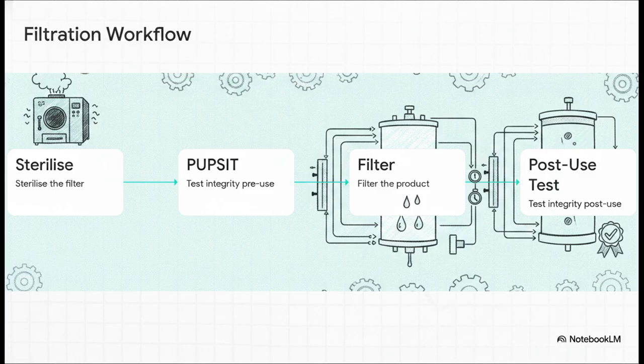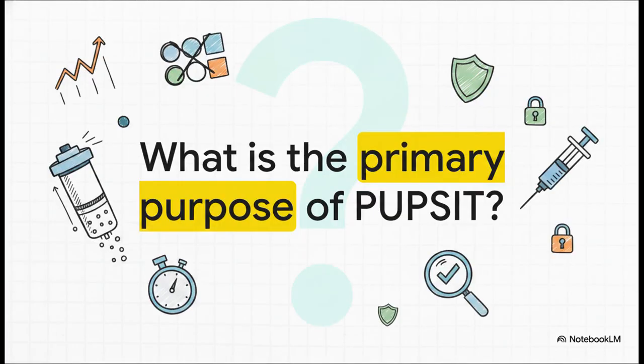Step 1, sterilize the filter. Step 2, conduct PUPSIT to ensure it survived Step 1. Step 3, filter the product. And Step 4, perform a post-use integrity test. PUPSIT and post-use testing essentially bracket the filtration step with hard, undeniable evidence that the filter was intact from start to finish. Now for a crucial mystery for the compliance officers out there.